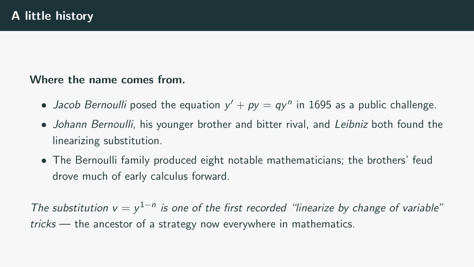The Bernoulli family was extraordinary. Across a few generations, it produced 8 mathematicians of note, and the relentless, often nasty competition between Jacob and Johann actually pushed early calculus forward at remarkable speed.